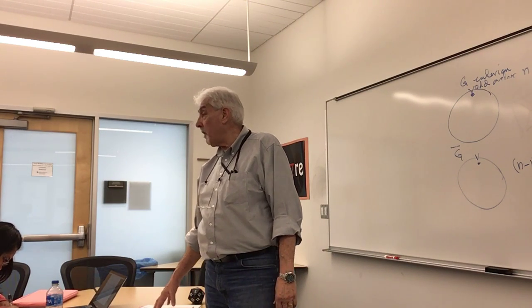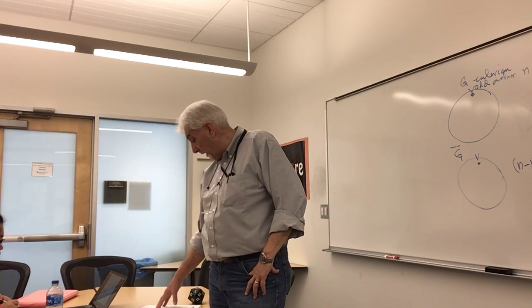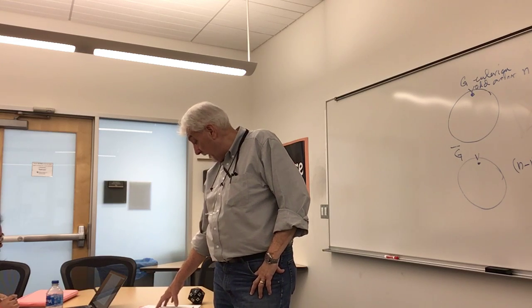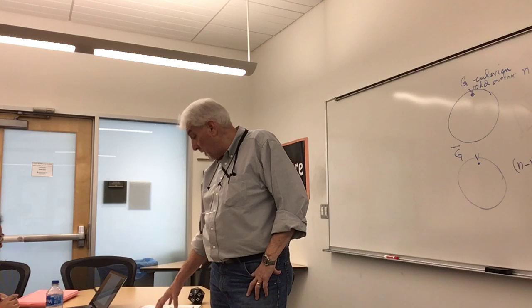So what's the smallest number of edges in a graph that contains a Hamiltonian cycle? A graph of order n is Hamiltonian. What is the least number of edges in the graph?